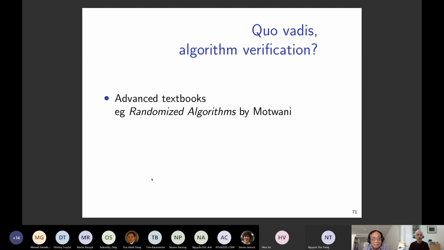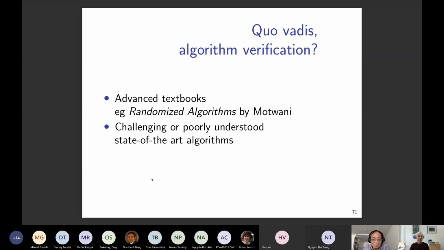Quo vadis, what else? Where can we go from here? I would welcome it if people were to tackle advanced textbooks like Randomized Algorithms by Motwani. I had initially intended to get that far, but yeah, the time is running out. And another interesting challenge is that you pick some challenging or poorly understood state-of-the-art algorithm, not a textbook algorithm, but something that really comes from the algorithms literature. And there are these algorithms where people say, well, yes, it's been published, but I don't really believe this, and the proofs don't hold up, etc. Of course, you need to talk to algorithms people to find out what would be a good target for such a verification. And finally, real program libraries.